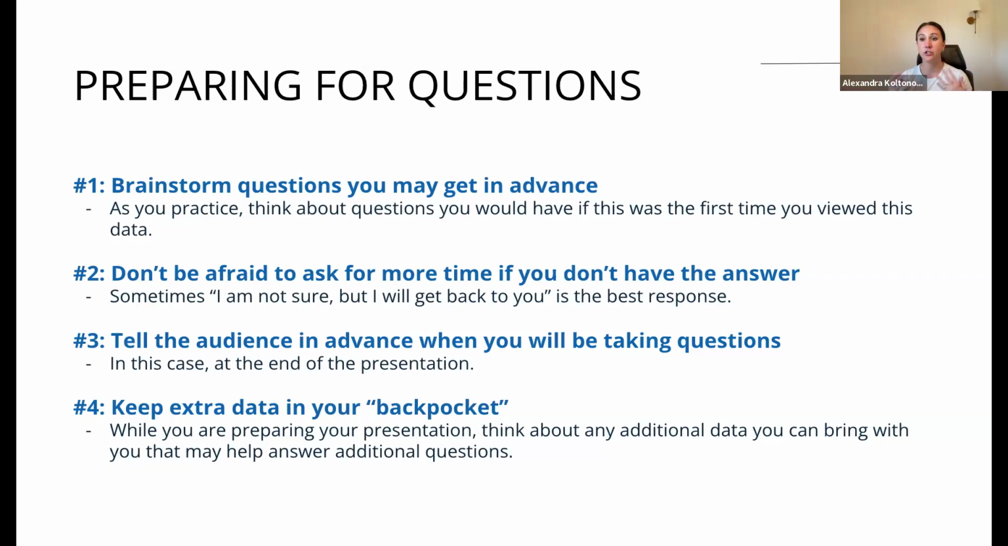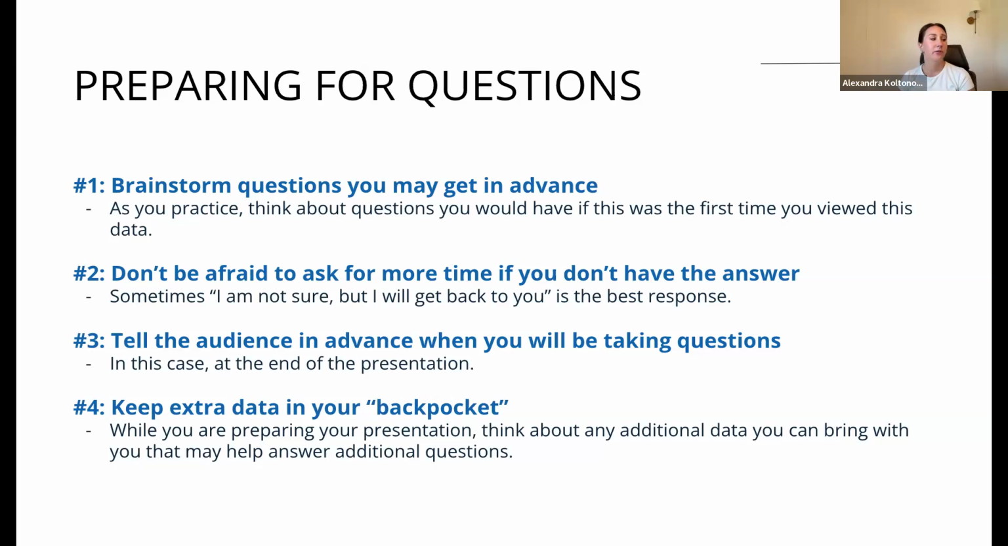Again, you just collected so much data and you only have 30 minutes to present. You're not going to be able to share everything, nor are you going to be able to have every data point in the back of your head. But you have it all saved in the Google Drive, so you're able to go back and reference it. Tell the audience in advance when you'll be taking questions. In this case, it'll be at the end of the presentation.